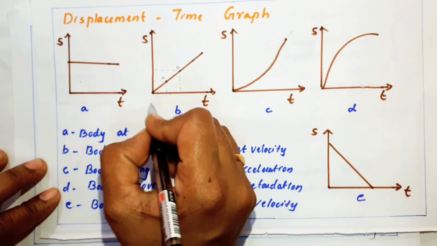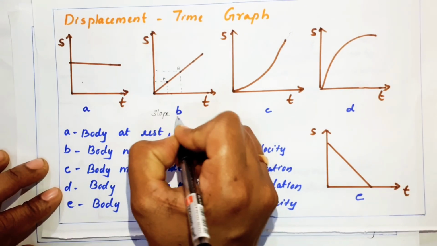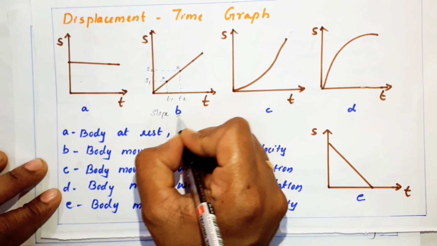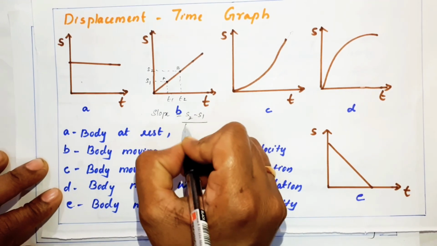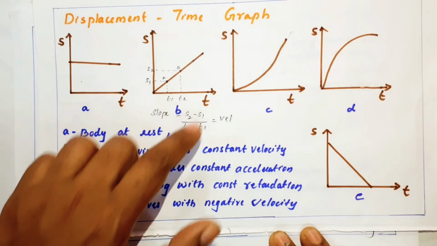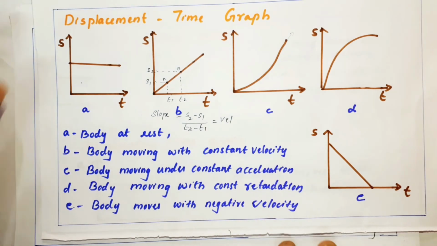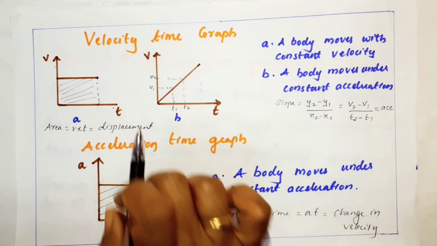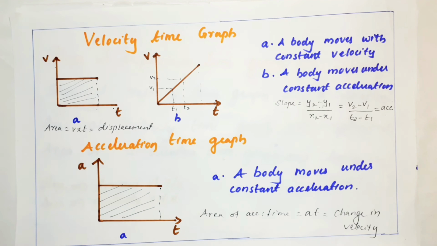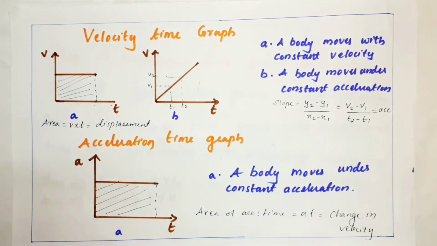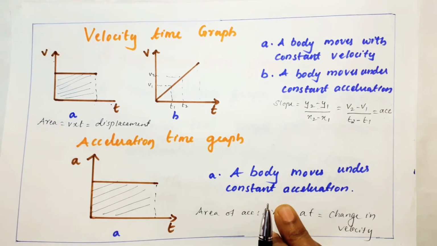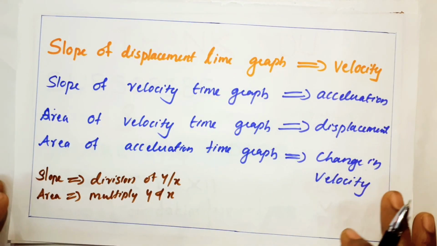From the first graph, I told you that you can take the slope. I can take S1, S2, T1, T2. So if you take the slope, it is S2 minus S1 by T2 minus T1. That is nothing but the velocity, because rate of change of displacement is nothing but velocity. Now I am going to conclude it. In the next graph, if you take the slope, we get acceleration. If you take the area, we get the displacement I told you. But if you go for the acceleration time graph, its area gives change in velocity.